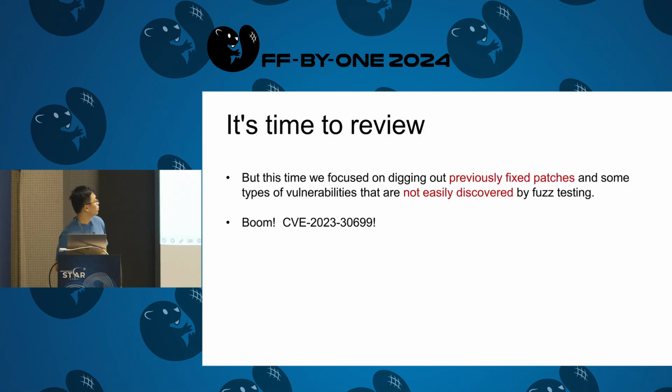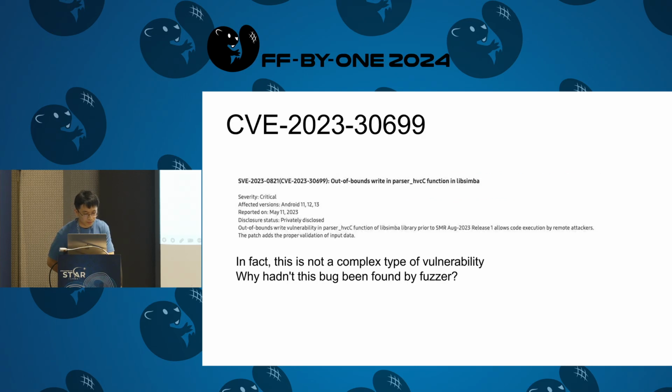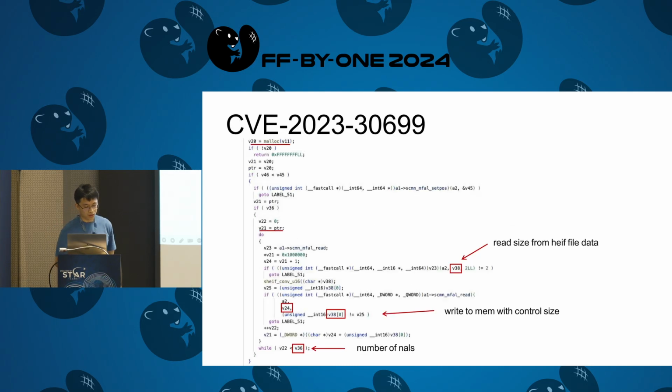So it's time to review, and here is CVE-2023-30699. In fact, this isn't a very complex type of vulnerability. It's still happening in the header parsing module that handles the HEIF file. So why hadn't this bug been found by fuzzing? Here are the details about CVE-2023-30699.